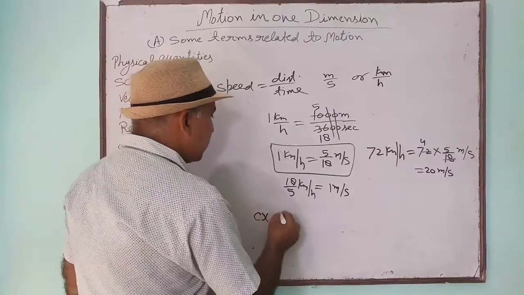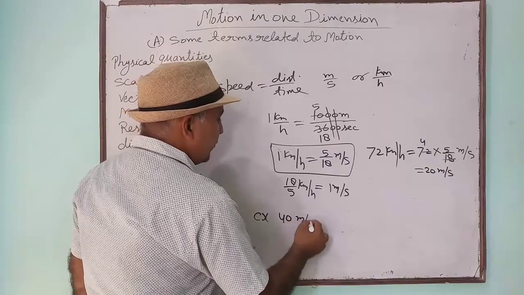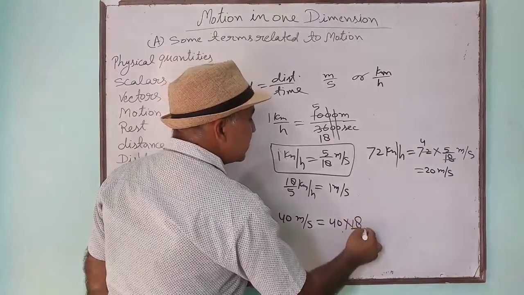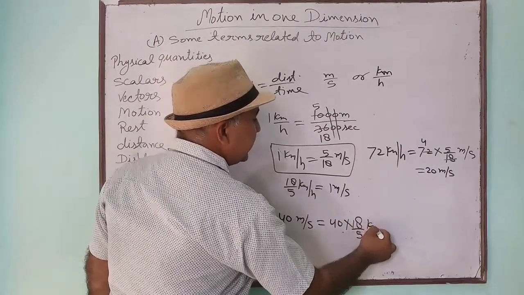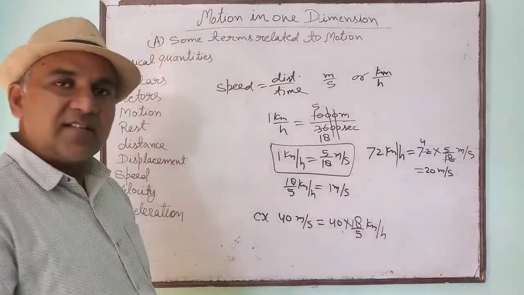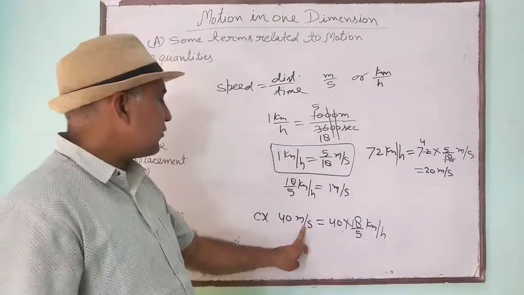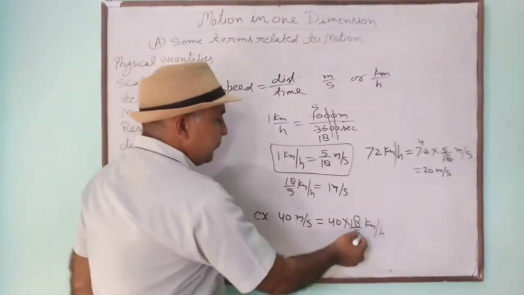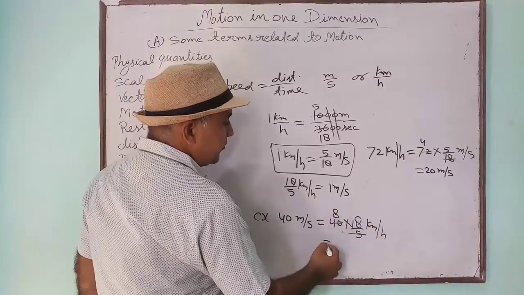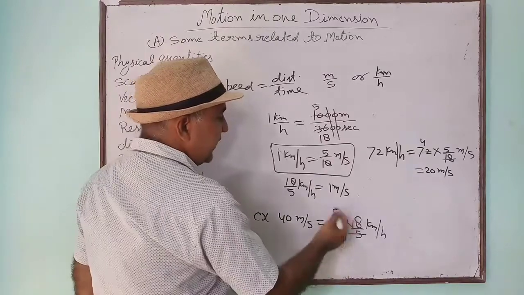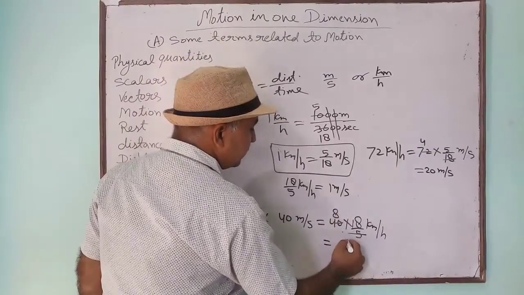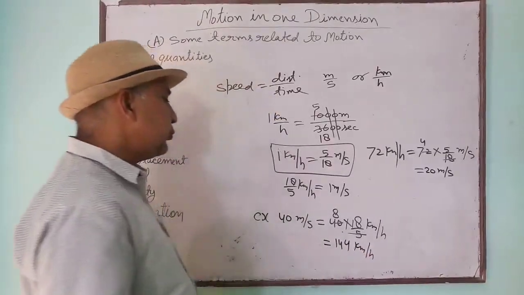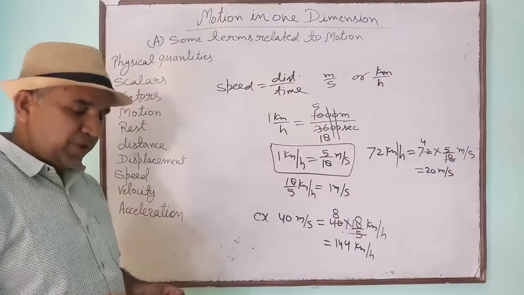Suppose you have to convert 40 meter per second into kilometer per hour, then directly this number will be multiplied by 18 by 5. This is the noted term for you. How to convert meter per second into kilometer per hour? By multiplying by 18 by 5. Now see, 5 dividing 40 by 8 times, 18 into 8 is 144 kilometer per hour.